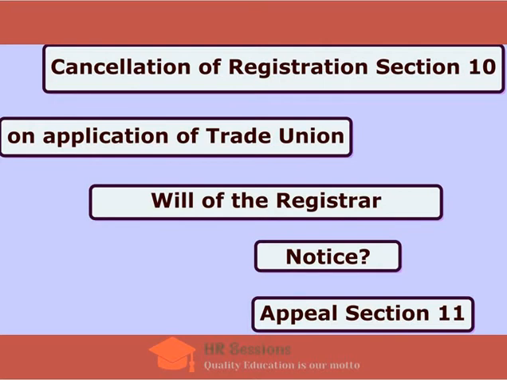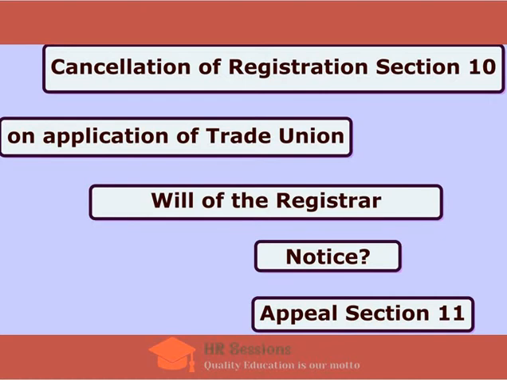On the application of the trade union means when the members of the trade union themselves don't want it registered for a longer period or any longer. At that moment, on that application, the trade union gets cancelled, either because of death or because of any change of any member.